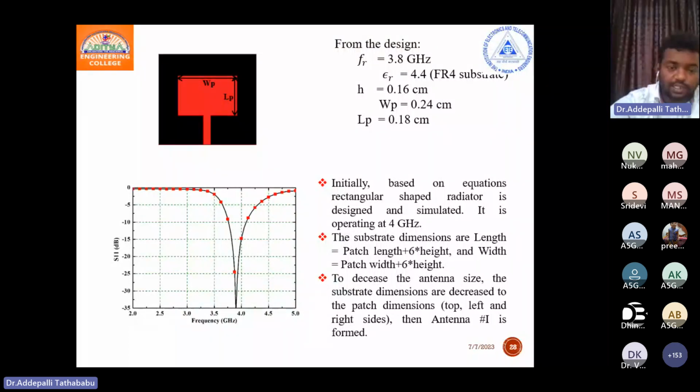Now, here the challenging task is to reduce the antenna size while operating the antenna at the same frequency. That is the challenging task. That's why simulators came into the technology, those are HFSS and CST. If all the equations are available, there is no need to go for simulators. So for arbitrary structures only, we are using these types of simulators.